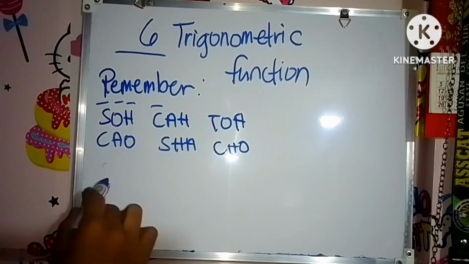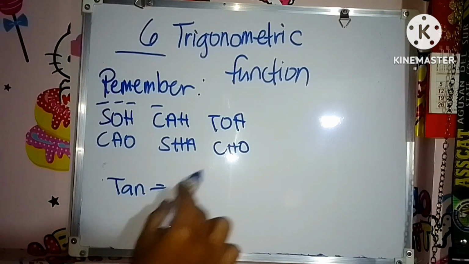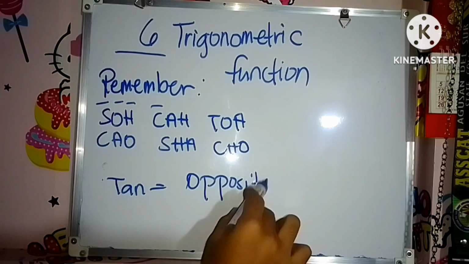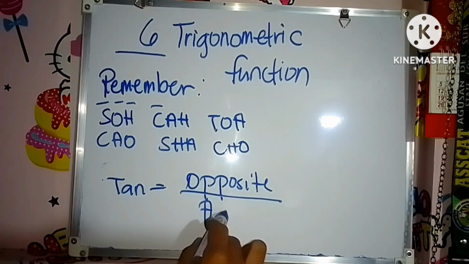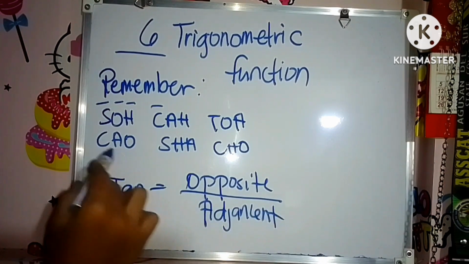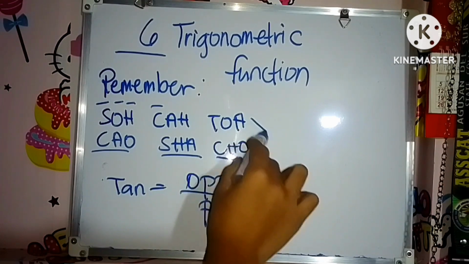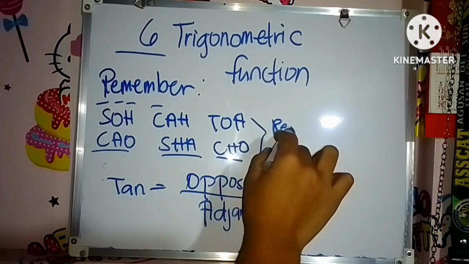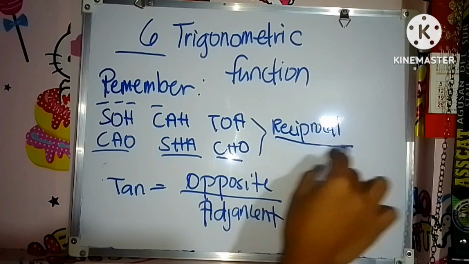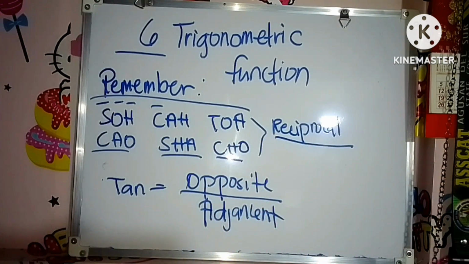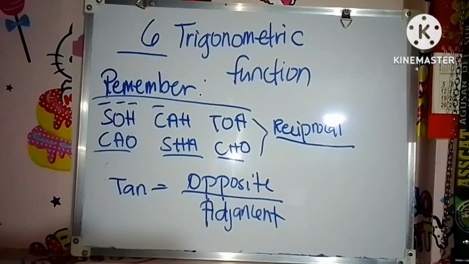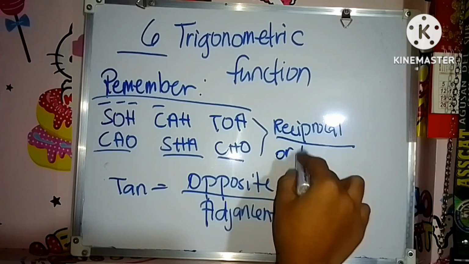Next we have the TOA. T represents tangent, O is opposite and A is adjacent. So tangent is equal to opposite over adjacent. Next we have CAUCHA-SHU, which is the reciprocal or the inverse of SOHCAHTOA. So you can simply invert those results from SOHCAHTOA.